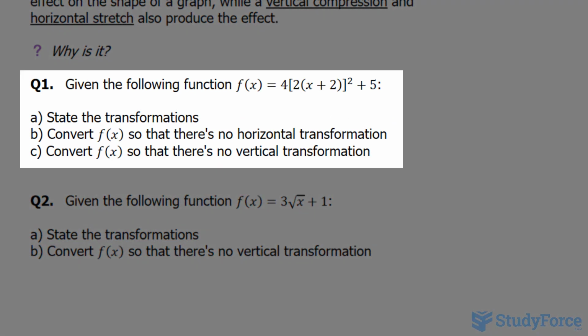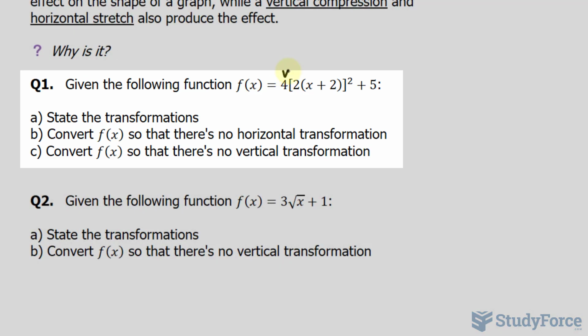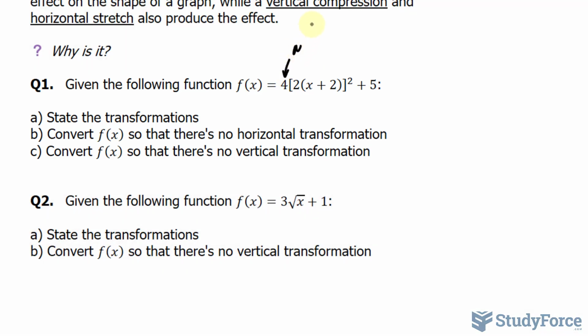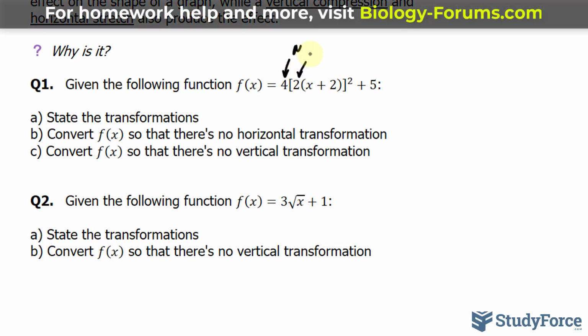In the very first question, we're asked, given the function f of x is equal to 4, that being your a value, your a coefficient, and in brackets we have 2 x plus 2, all raised to the power of 2, plus 5. So we're dealing with a quadratic, and this 2 represents your k value. We're being asked, A, state the transformations.